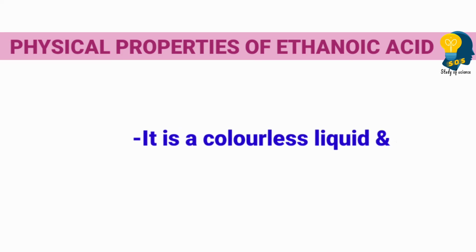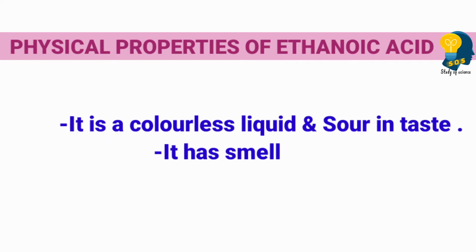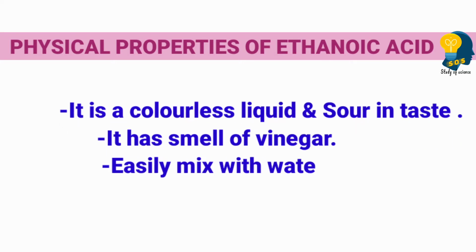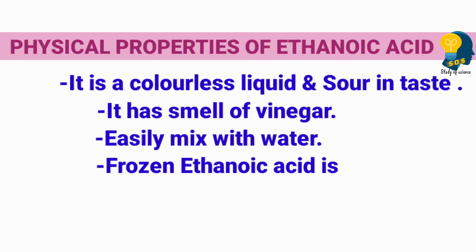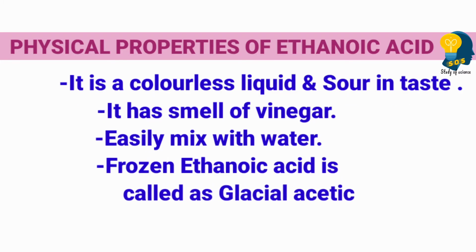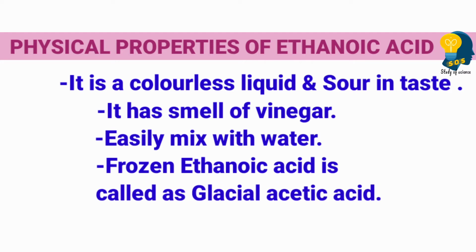When I talk about the physical properties, ethanoic acid is a colorless liquid and it is sour in taste. Ethanoic acid also smells like vinegar. And ethanoic acid easily mixes with the water. If ethanoic acid freezes during the winter and in the cold climates, we call such ethanoic acid as the glacial acetic acid. We know why it is acetic acid, because acetic acid is another name of the ethanoic acid. Correct? So these are some of the physical properties of the ethanoic acid.